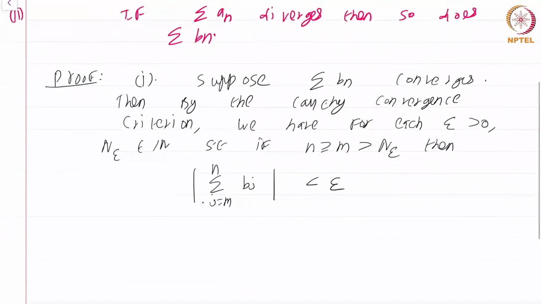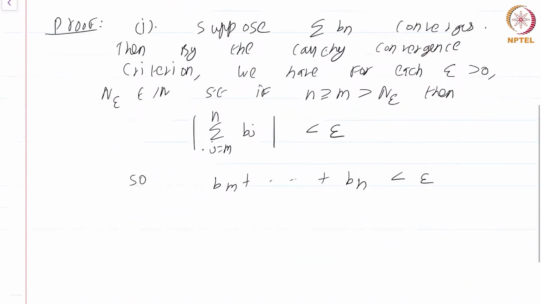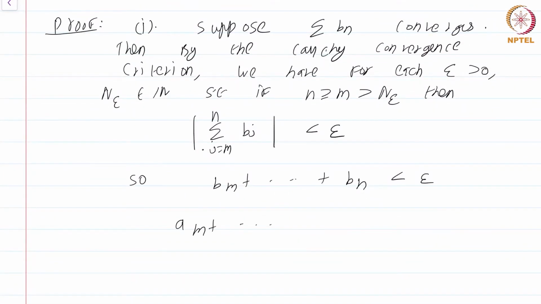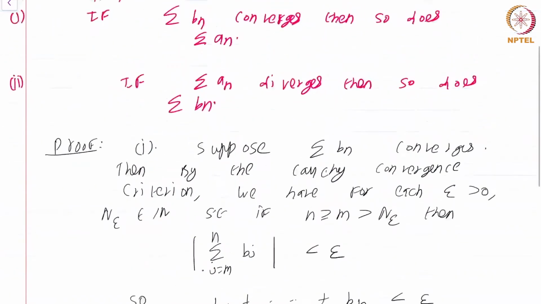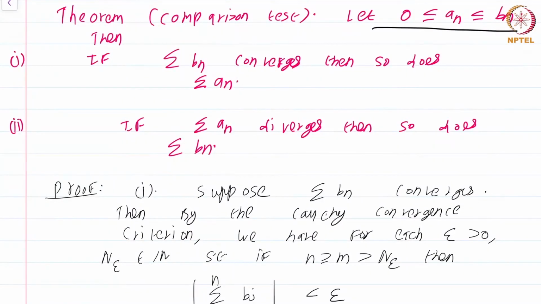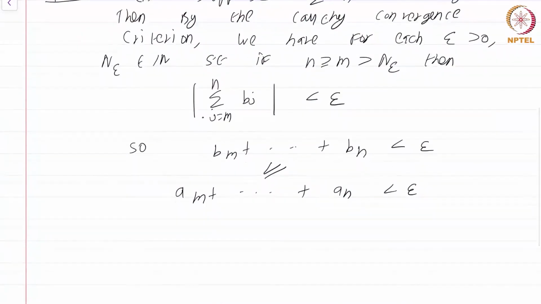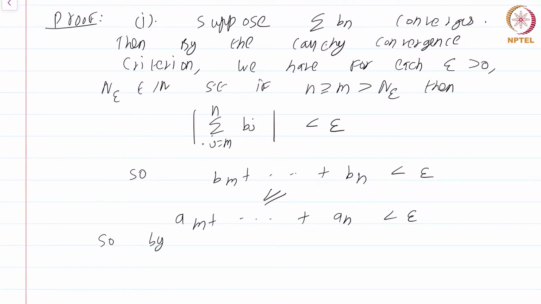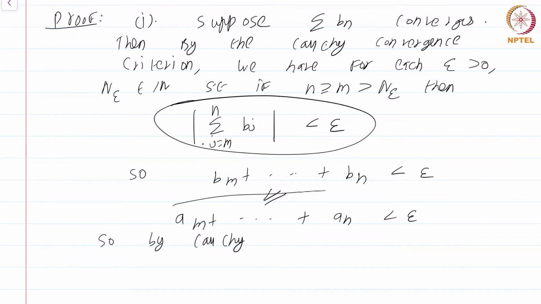But these bj's are all positive quantities. That's our assumption. So what we get is bm plus dot dot dot bn is less than epsilon. In other words, am plus dot dot dot an is also less than epsilon, because this is less than or equal to this. That's our hypothesis: 0 less than or equal to an less than or equal to bn. So by the Cauchy convergence criterion, and remember the Cauchy convergence criterion is an if and only if condition: if a series is convergent, then this must happen; if this happens, then the series is convergent. So by the Cauchy convergence criterion, we are done.